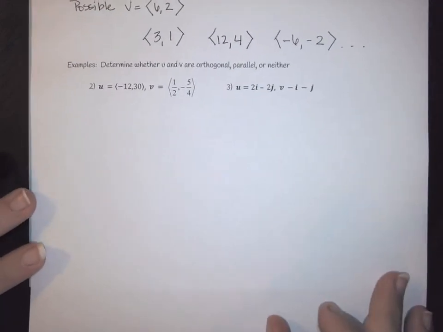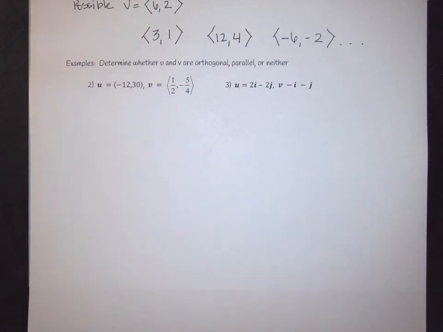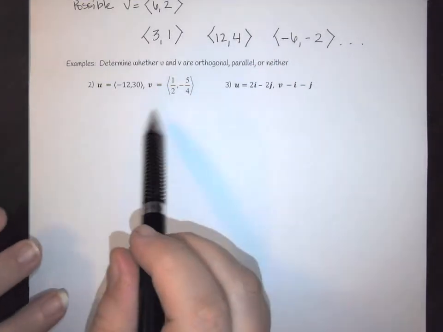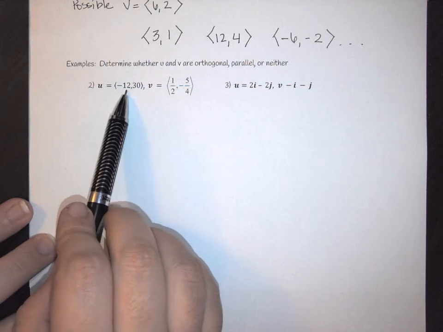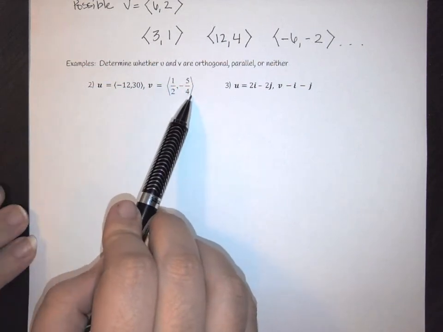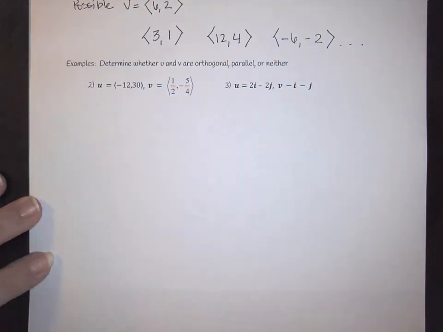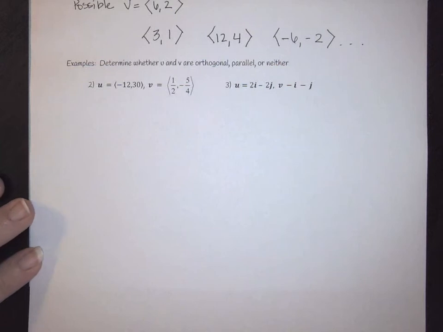Now, in the second and final example, you need to determine whether u and v are orthogonal, parallel, or neither. Meaning, are they perpendicular, parallel, or neither? So you have to apply the two rules that we have by looking at the vectors. So I have vector u, which is negative 12 and 30, and I have vector v, which is 1/2 and negative 5/4. Initially, the instinct would say, oh, that's got to be neither because of the fraction.